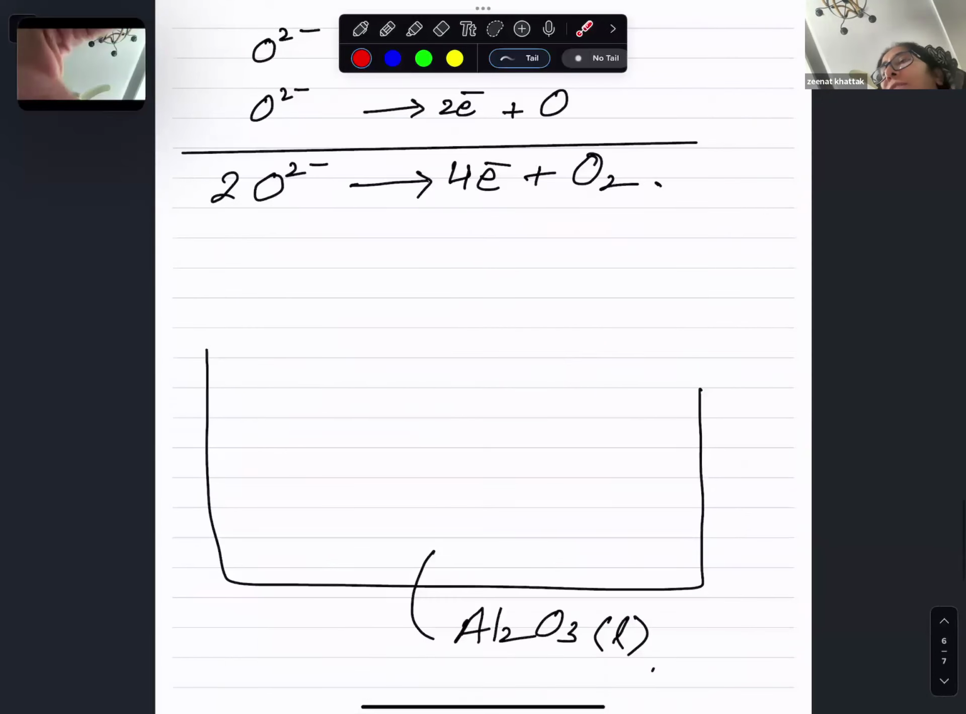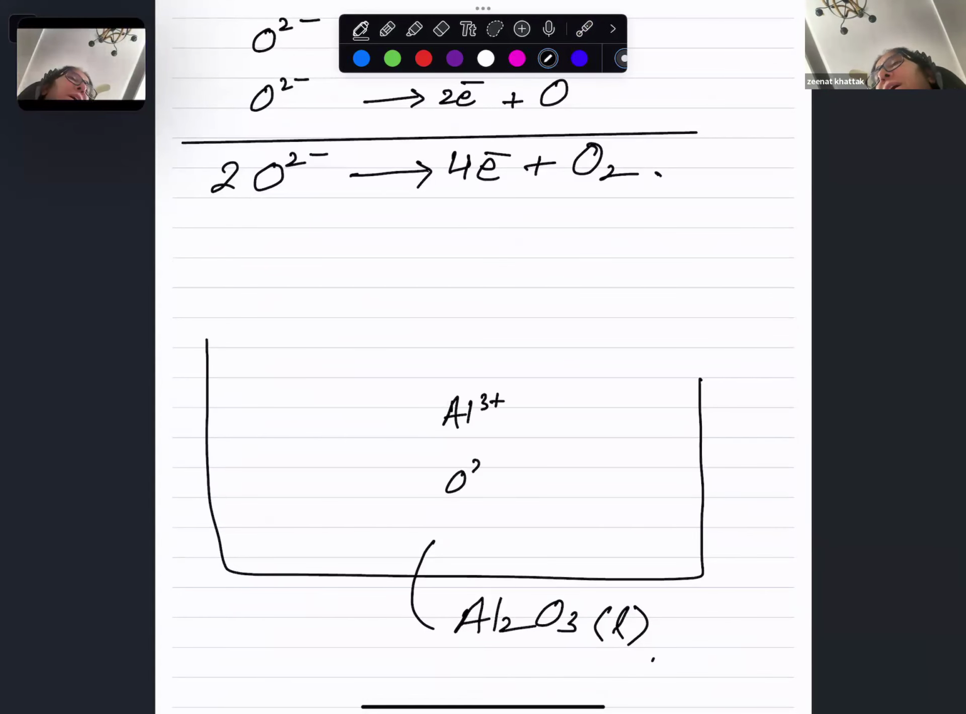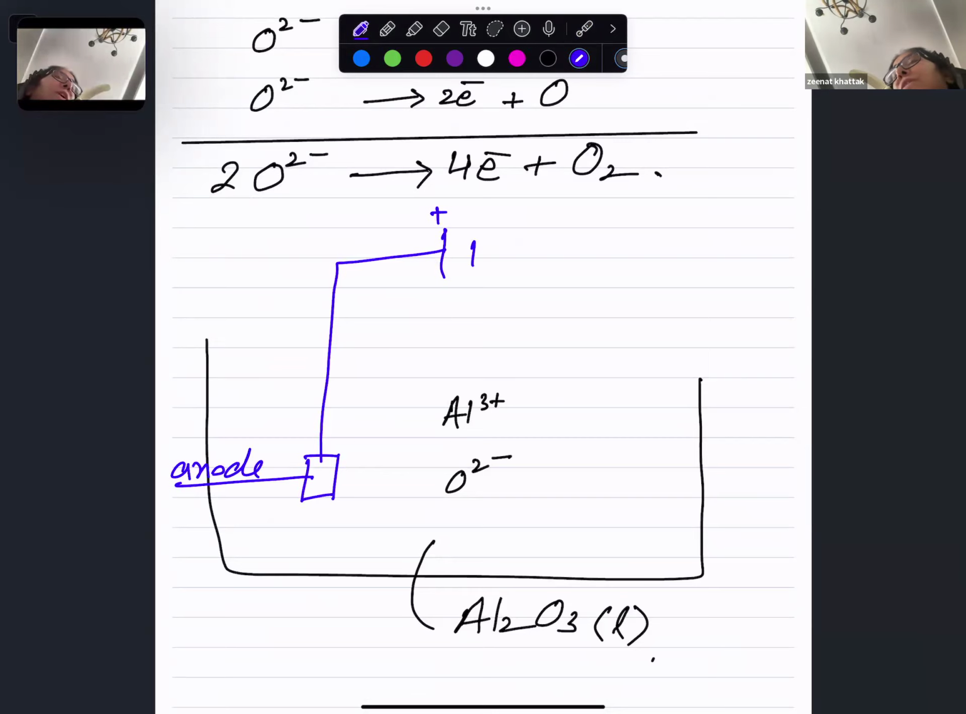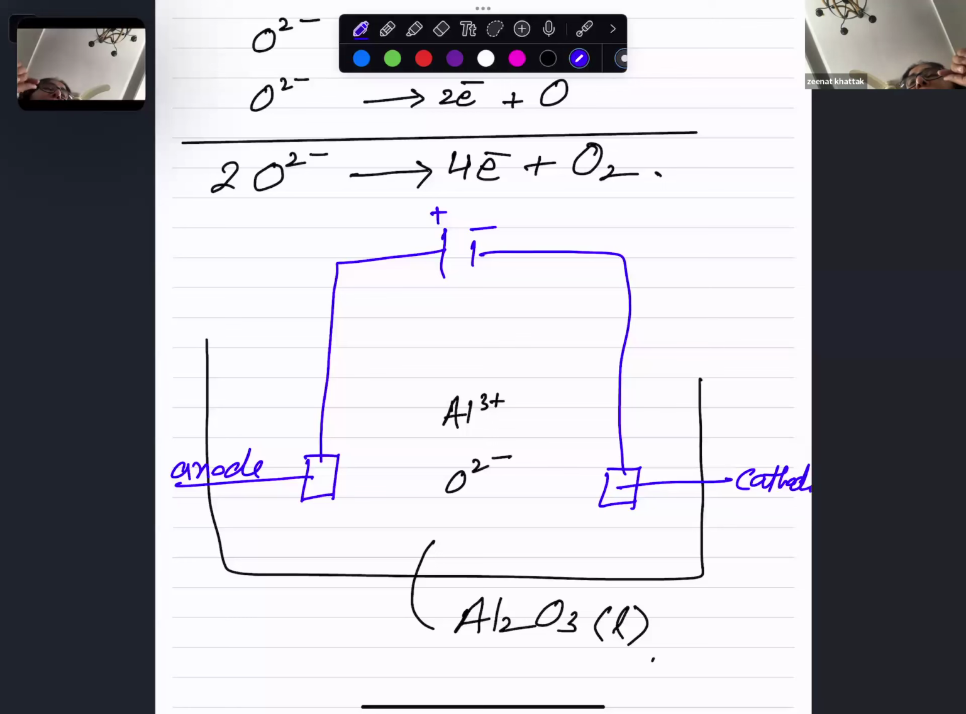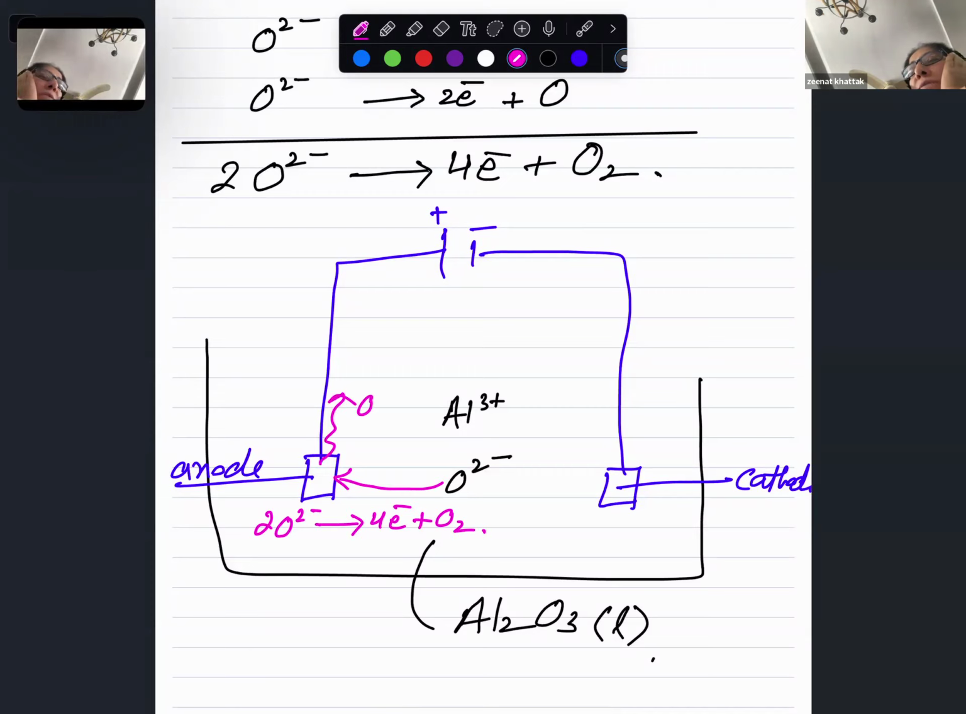So what is there inside the container? There are aluminium ions, there are oxide ions, and this is the DC source, the positive is the anode, and the negative is the cathode. Now what is going to happen? Anion will go there, lose electrons. So 2 oxide will lose 4 electrons, making oxygen gas. So oxygen gas will evolve. The electrons are moving from positive toward negative.